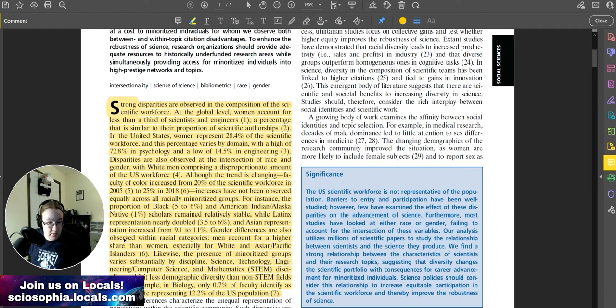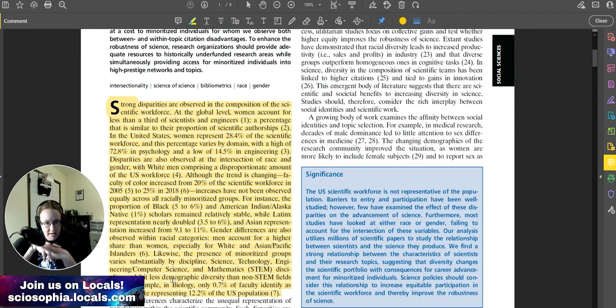Gender differences are also observed within racial categories. Men account for a higher share than women, especially for white and Asian Pacific Islanders. Likewise, the presence of minoritized groups varies substantially by disciplines. Science, technology, engineering, computer science, mathematics disciplines exhibit far less demographic diversity than non-STEM fields. For example, in biology, only 0.7% of faculty identify as Black, despite representing 12.2% of the U.S. population. So I'm going to point out that this is cherry picking right here, to pick one example right off the front.